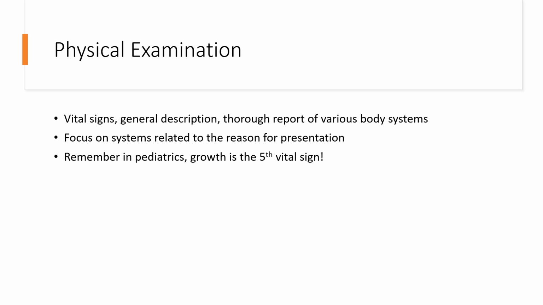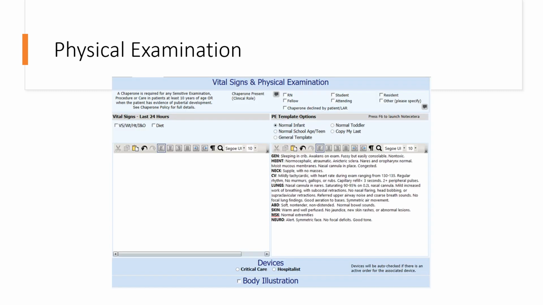Lastly, remember that in pediatrics, growth is the 5th vital sign. Don't forget to look at the growth chart and make a note of whether the height and weight are appropriate for age and what the overall growth trend has been. You can pause here to look at an example of a physical examination for a baby with bronchiolitis.